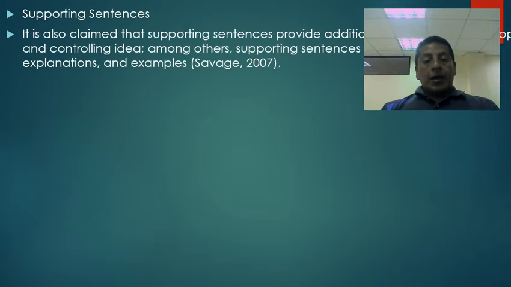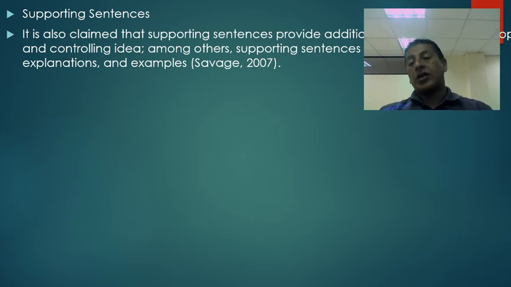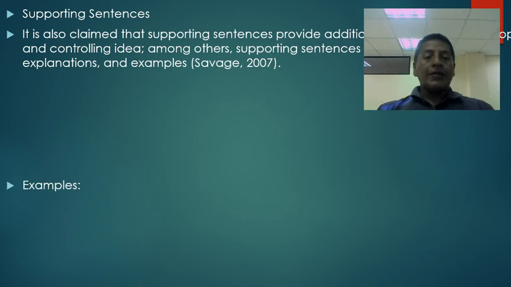Okay? So let's see. It is also claimed that supporting sentences provide additional information to the topic and controlling idea, among others. Supporting sentences can include definitions, explanations, and examples. I think the word facts is missing in this definition by Savage. Okay, let's see an example or some examples of supporting sentences considering the topic sentence that we just read before. Okay, let's see.